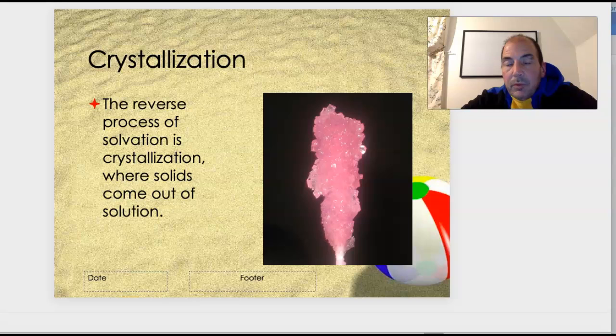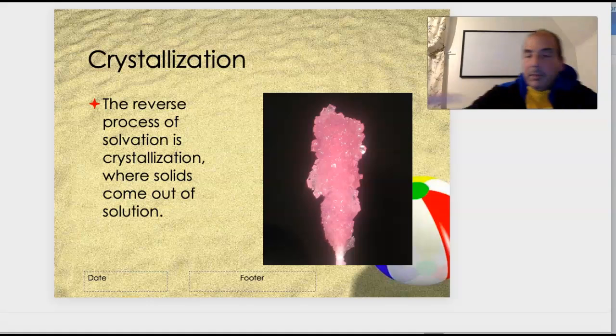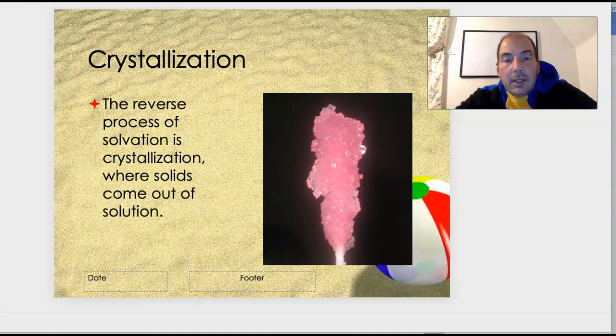We've talked about precipitation in the past. Crystallization is really the term for the reverse of solvation. Solvation is where the solute is being dissolved by the solvent. Now crystallization would be where the solute is coming out and becoming solid again.